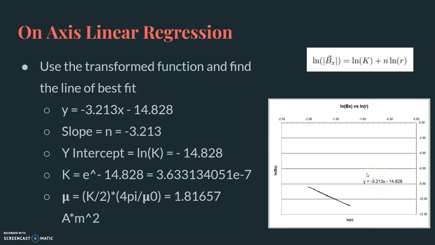Since the expected n value was negative 3, my data got fairly close to the expected value that we were supposed to see. The y-intercept was equal to ln of k, as seen here, which was negative 14.828. By expanding out k, I was then able to calculate mu, as seen at this part, which was 1.81657 amperes per meter squared.